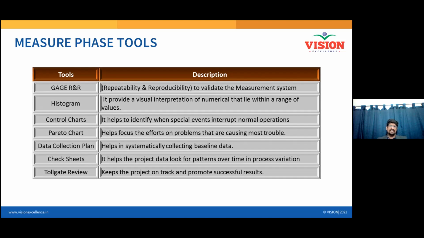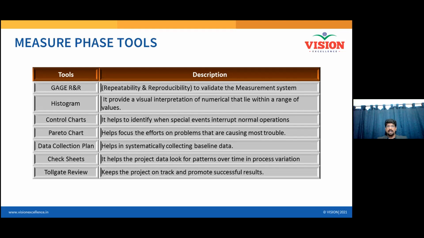See, it helps you to get a visual immediate interpretation. By just looking at a histogram, we are able to identify the range and find out the distribution of the data. Then control charts will find out whether there are any abnormal causes, any special causes happening in our process. Then Pareto chart. It helps you to find out the problems where the major problem is accumulated.